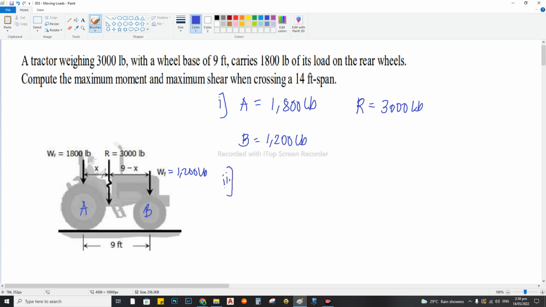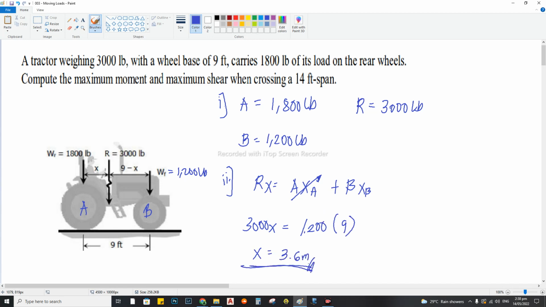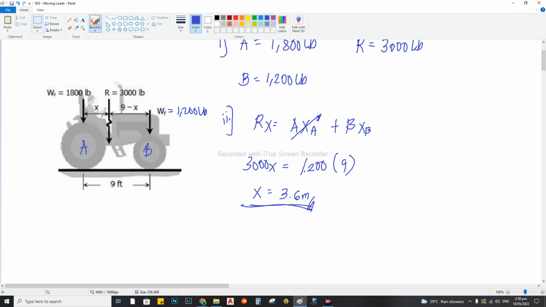So here from point A or from load A. So by Varignon's theorem, we have Rx is equal to load A times distance A plus load B times distance B. So kabalo na ta nga ang XA na to diri is 0. So we have 3,000 times X is equal to load B, which is 1,200 pounds, times yung distance from A, that is 9 feet. So itong X is 3.6 meters. So this is 3.6 and then the next out.